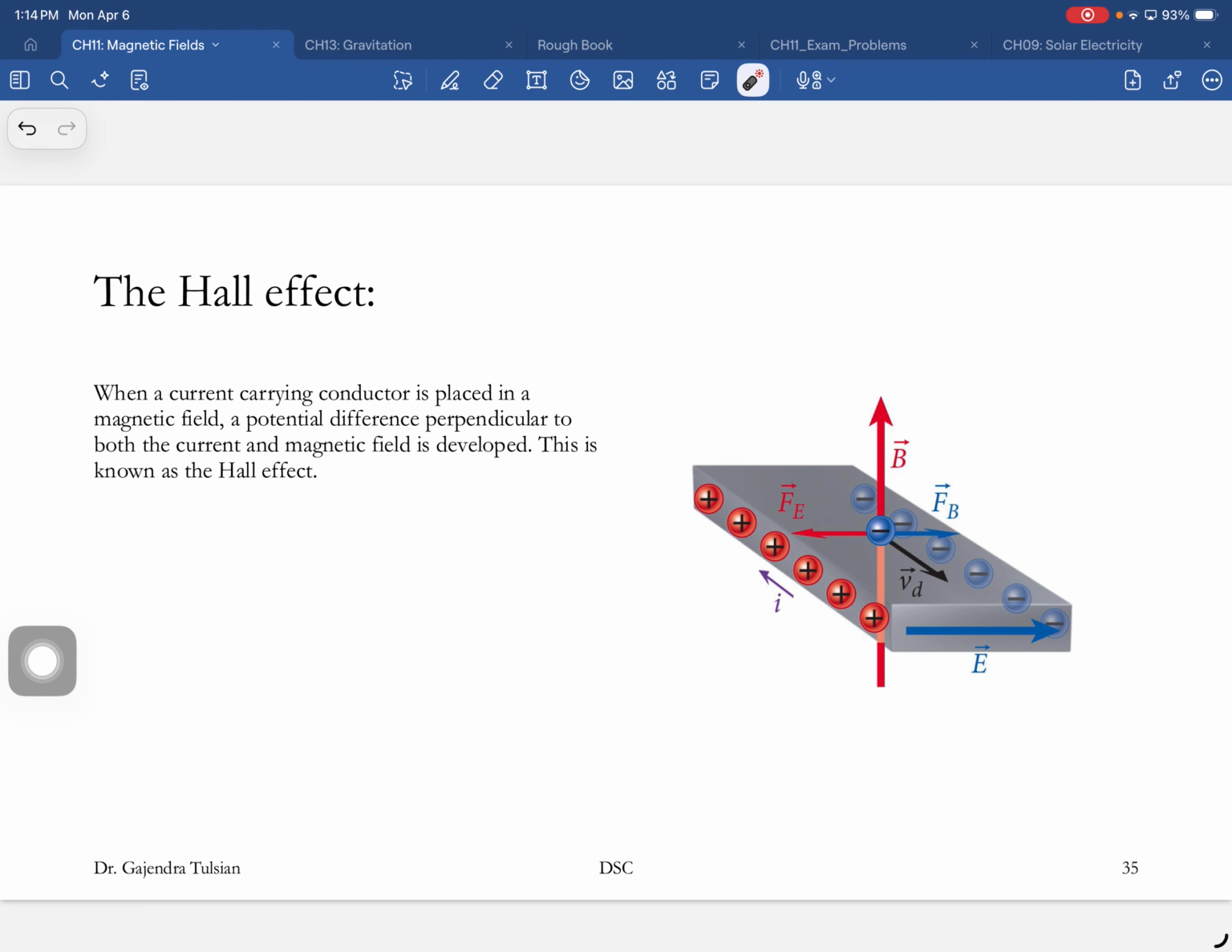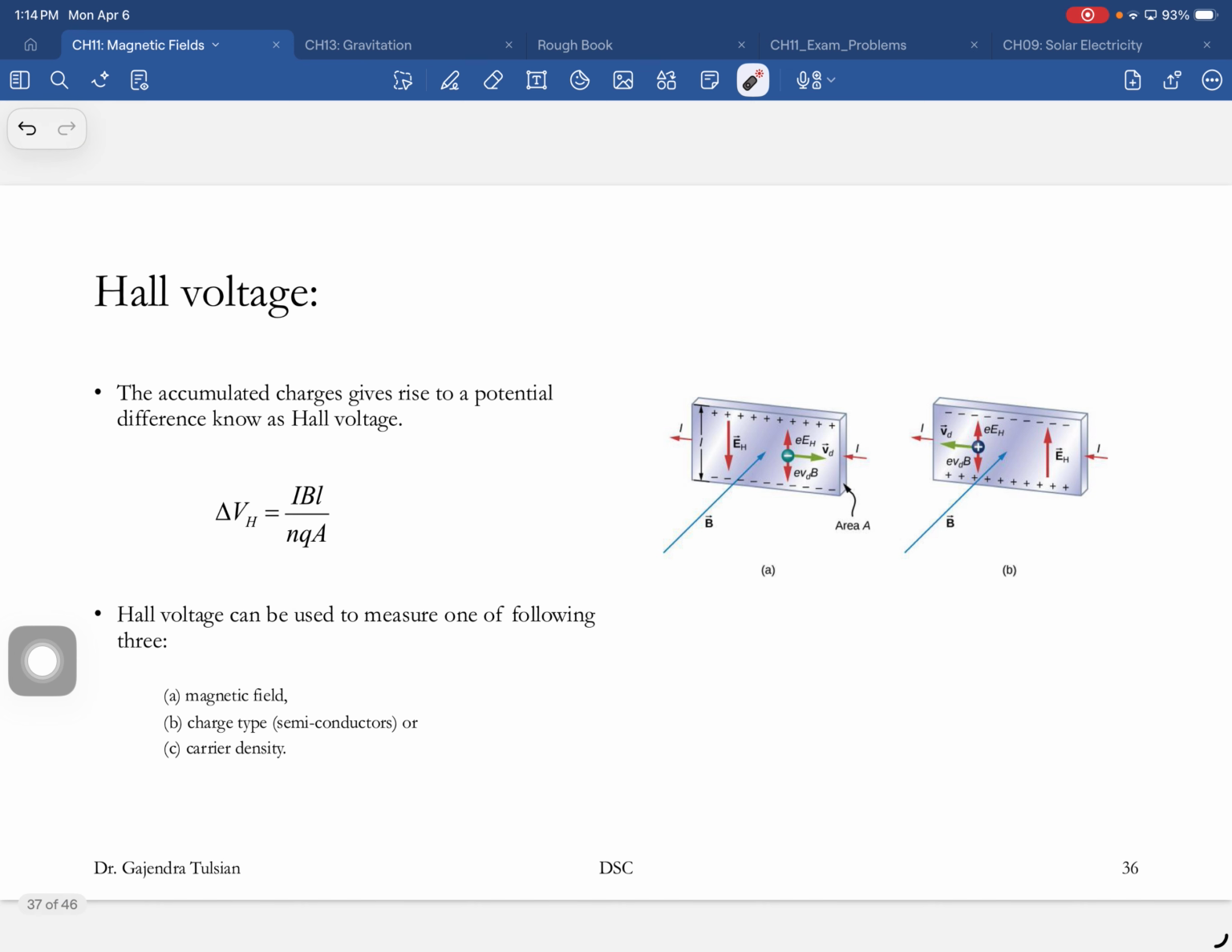I'll briefly mention the Hall effect. So here's the Hall effect. Okay, so let's say here's a flat piece of wire. You pass a current through it in the presence of a perpendicular magnetic field. If the charge carriers are negative, in the presence of a magnetic field some of them get deflected. A bunch of negative charges will collect here and positive charges there.